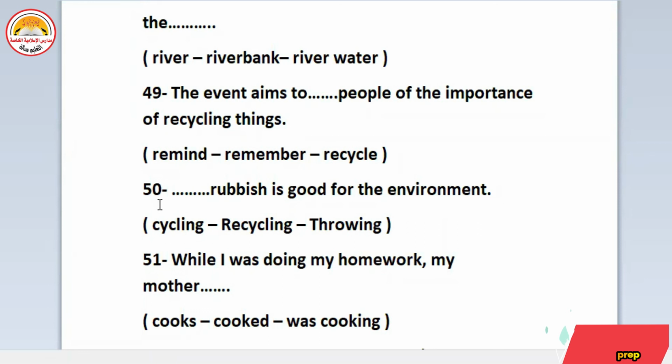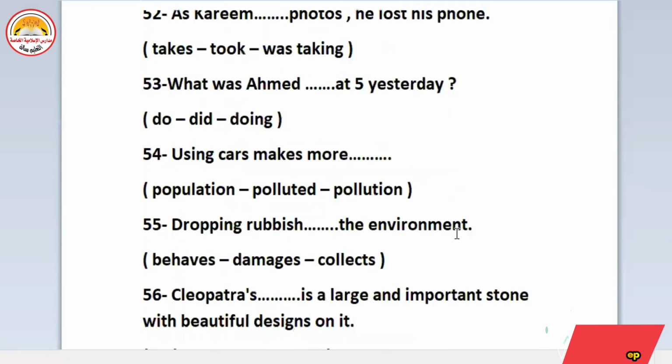Number 50, Hannah. Recycling rubbish is good for the environment. Very good, thank you. It's correct. So here, recycling rubbish is good for the environment. Okay, now let's turn to another kind of question.